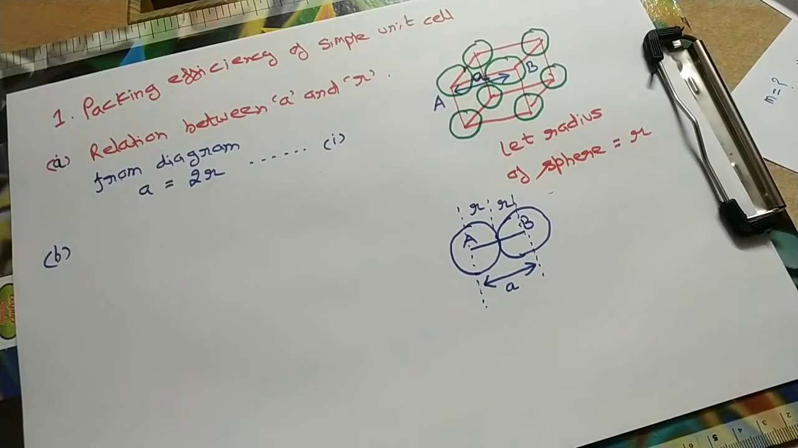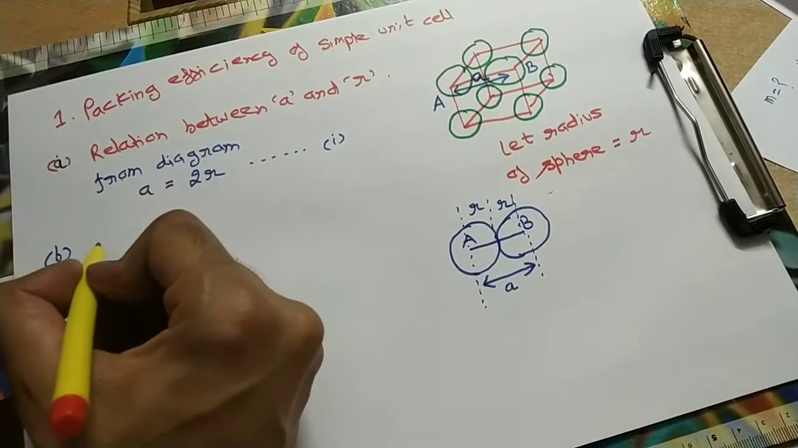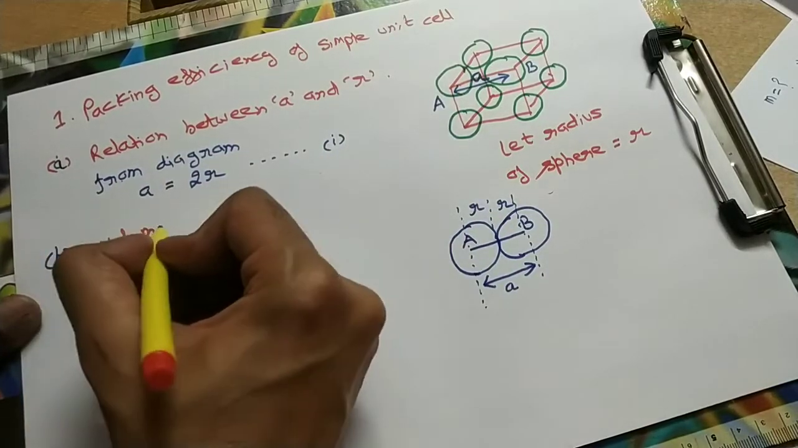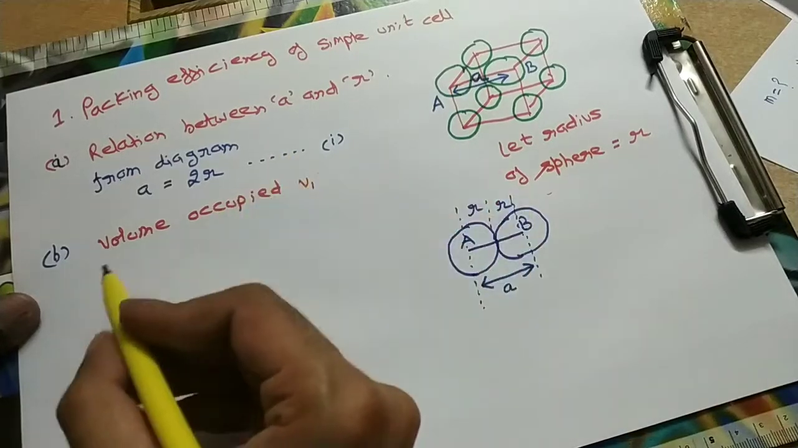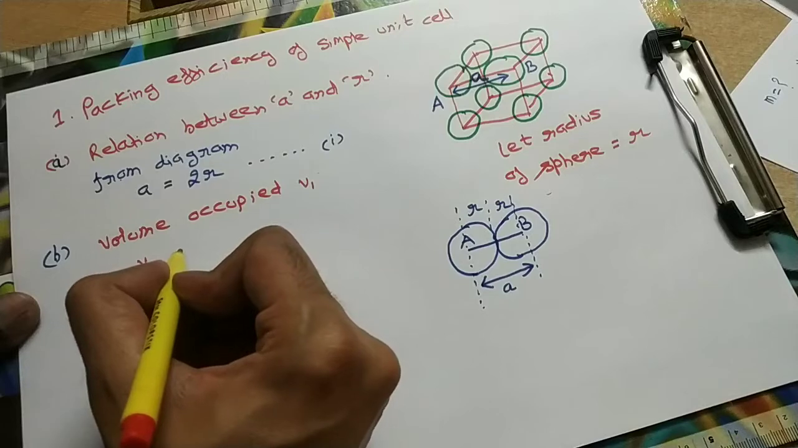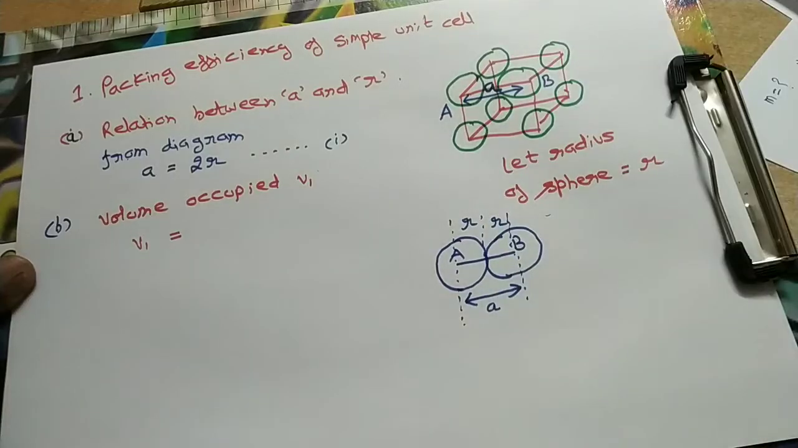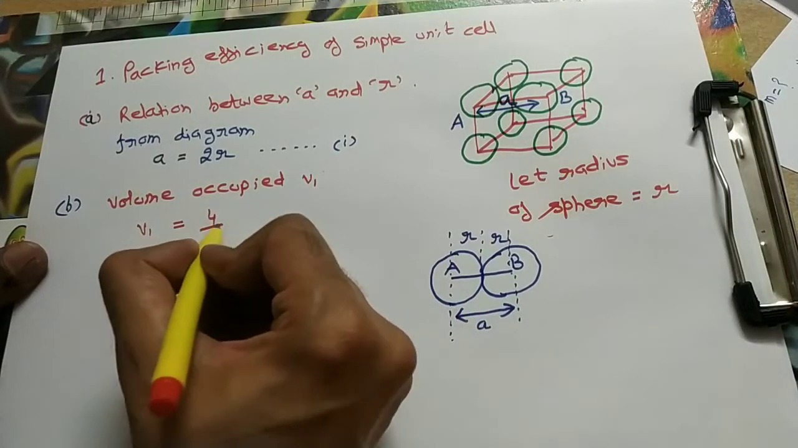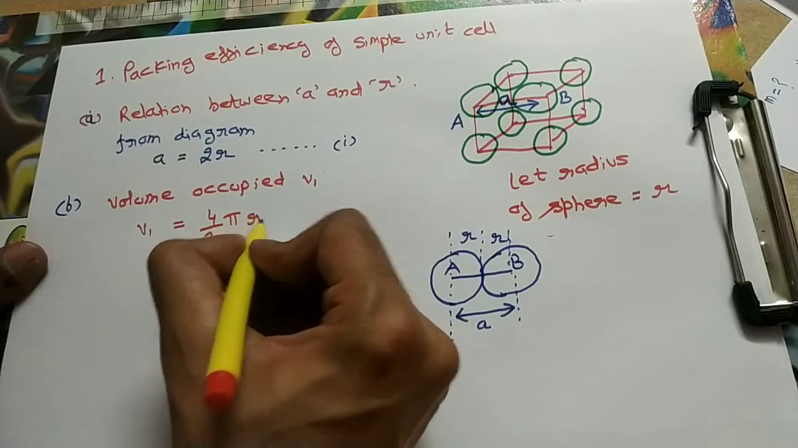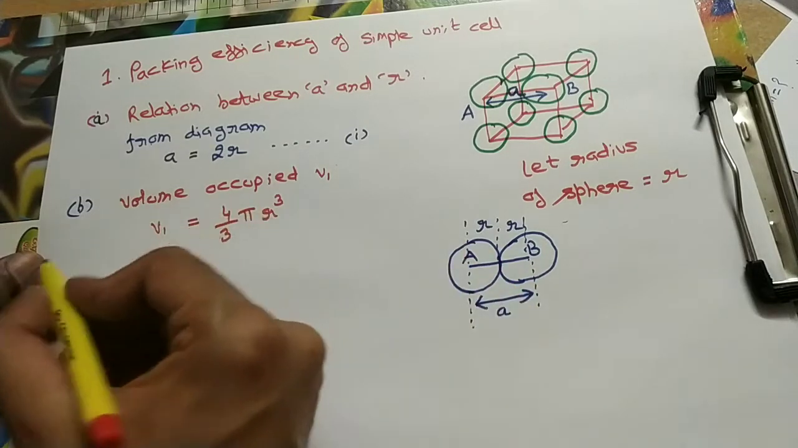B is volume occupied, let it be v1. वॉल्यूम ऑक्युपाइड बाय द एटम्स. और एटम्स क्या, स्फीयर आपने इमेजिन सपोज करे थे स्टार्टिंग में. वो असम्प्शन ध्यान में रखनी है. एटम्स आर परफेक्ट स्फीयर्स. सो v1 क्या हो जाएगा? v1 is 4/3 pi r cube. That is the volume of a sphere.